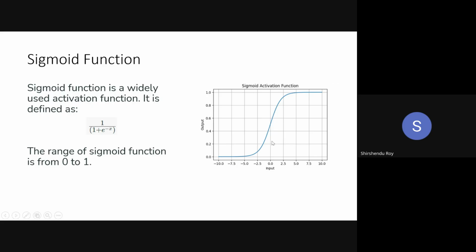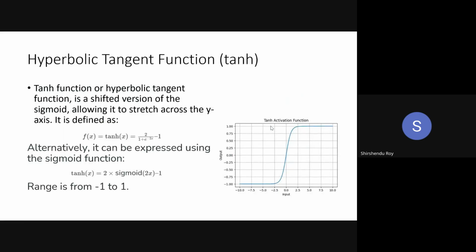Then we can use some threshold here to select the class. It may be 0.5 for some applications; it can be more than 0.5 or less than 0.5 also. So this is the sigmoid function. Details I'm not discussing. Now this is called the hyperbolic tangent function. The graphical representation is given here.